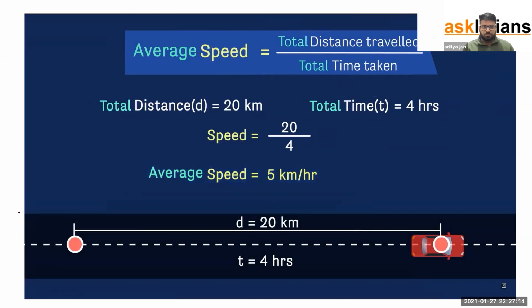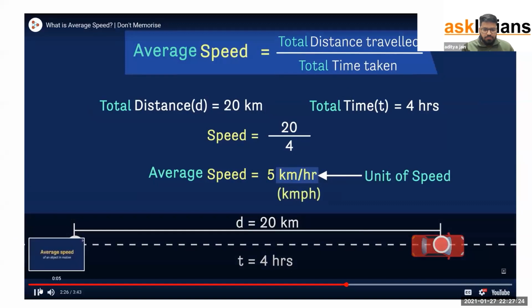So what's next? Look at the unit of speed used in the example. The unit of speed in this example is kilometers per hour, or kmph, and it's one of the most common units of speed. Now we have seen the SI unit of speed was meter per second, okay? But the most common unit of speed is kilometer per hour. Although the SI unit is meter per second, the most common unit of speed which is used is kilometer per hour.